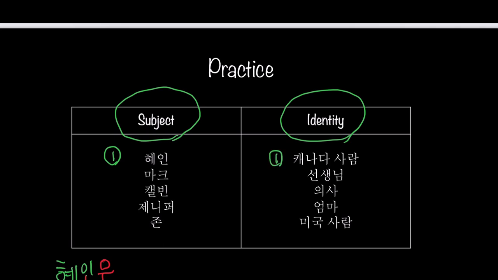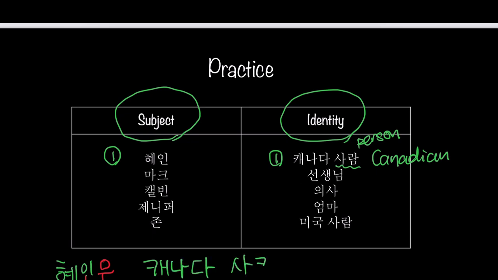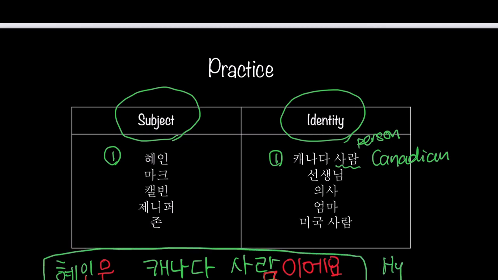And here is an identity word. 캐나다 사람. This means Canadian, because 사람 means person. So 캐나다 사람. What does that end in? Consonant or vowel? It ends in a consonant, so it's going to be 이에요. So this sentence means 혜인은 캐나다 사람이에요, meaning 혜인 is Canadian.